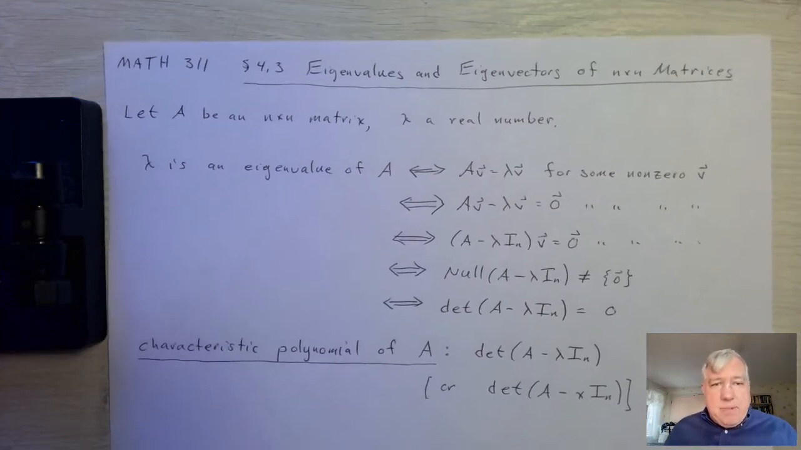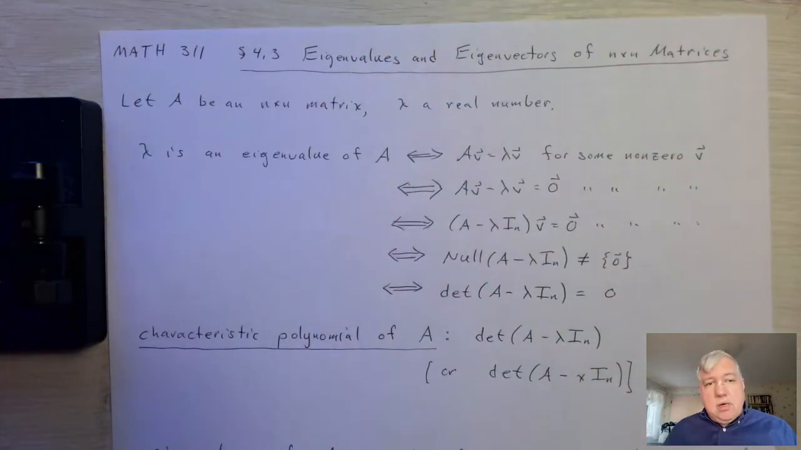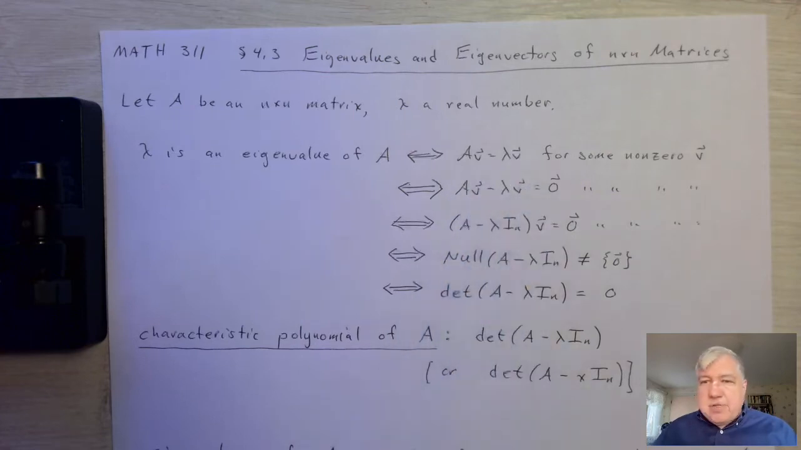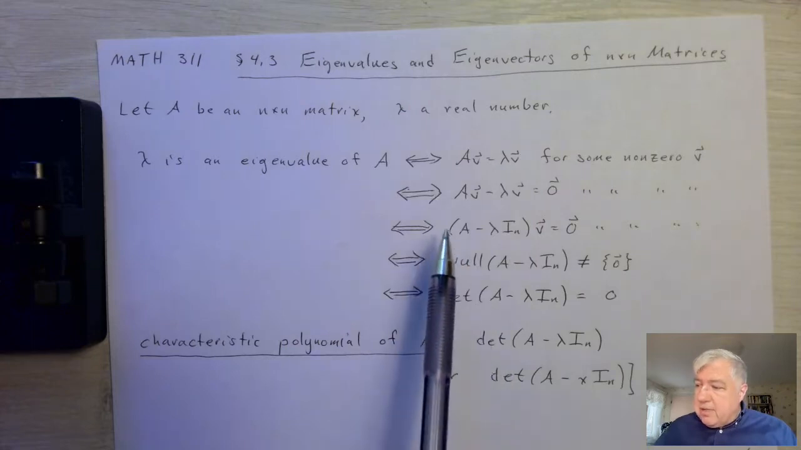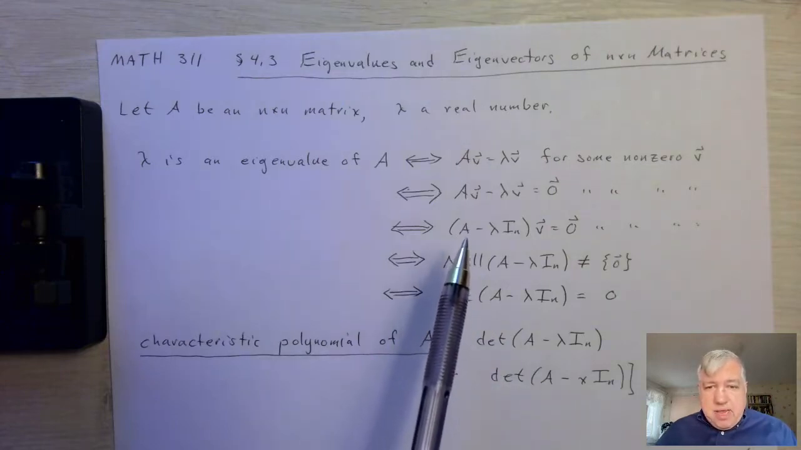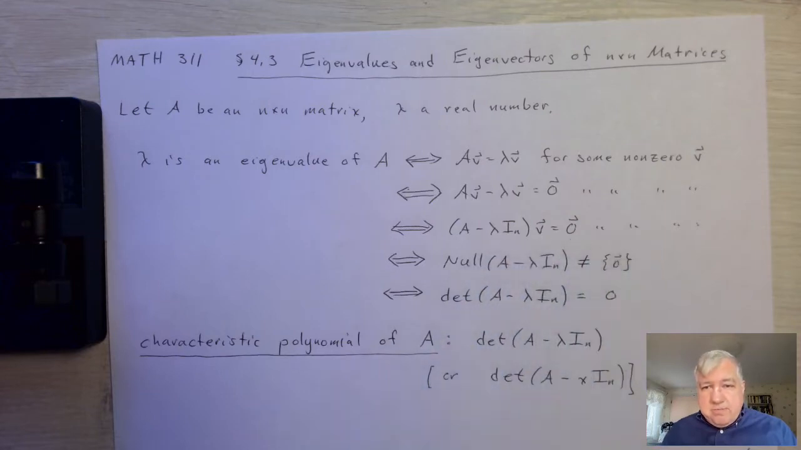So if A is an n by n matrix, and lambda, for now, we're going to assume it's just a real number, we say lambda is an eigenvalue of A if and only if Av equals lambda v for some non-zero vector v. Okay, and that's the definition of an eigenvalue. And this, of course, implies that Av minus lambda v is 0, and we can factor out a v, and we get the matrix A minus lambda I_n times v is 0 for some non-zero v.